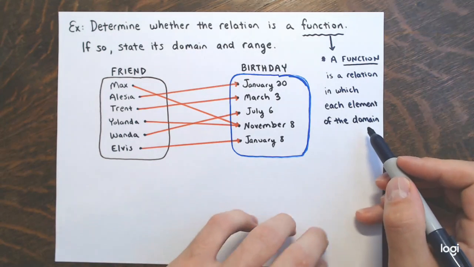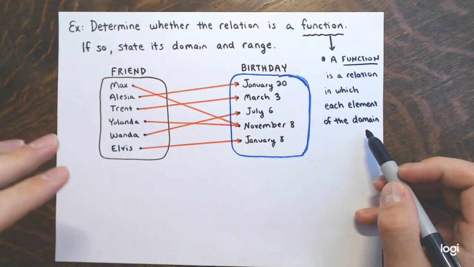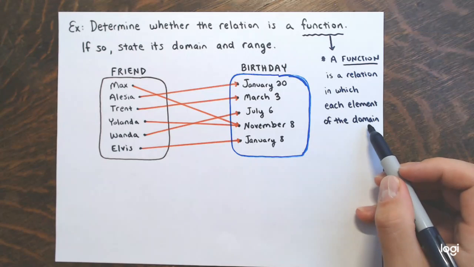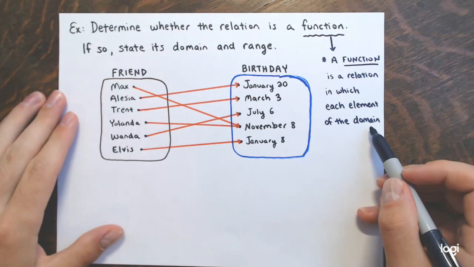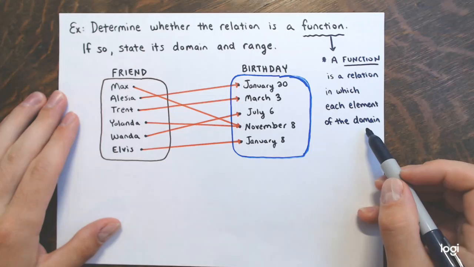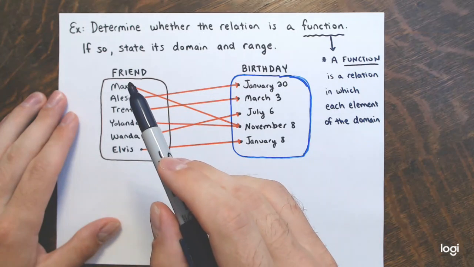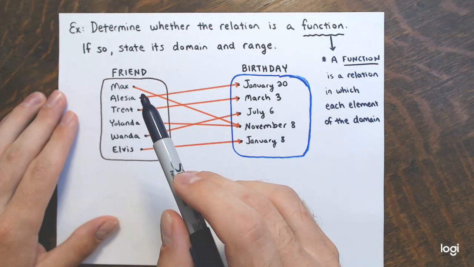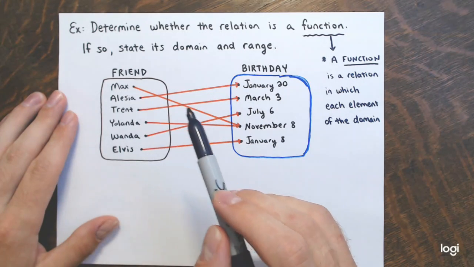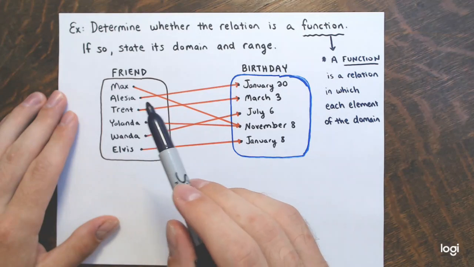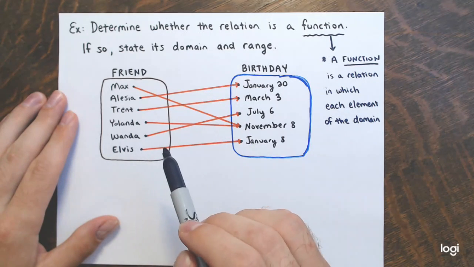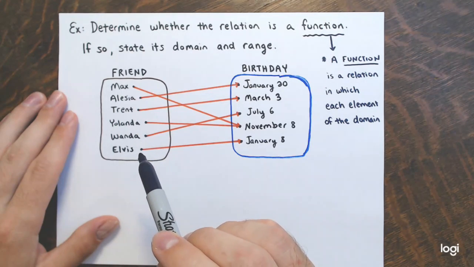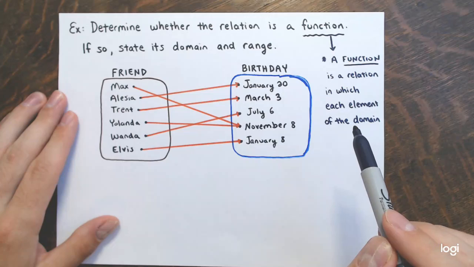Now we've talked about this in other videos. If you're seeing this for the first time, the domain is simply the set of all the inputs, or the set of all the elements from the first set that actually correspond to elements from the second set. In this picture, Max corresponds to an element over here, Alicia does, Trent does. There are arrows coming off of every one of these names. So Max, Alicia, Trent, Yolanda, Wanda, and Elvis all belong to the domain of this relationship.